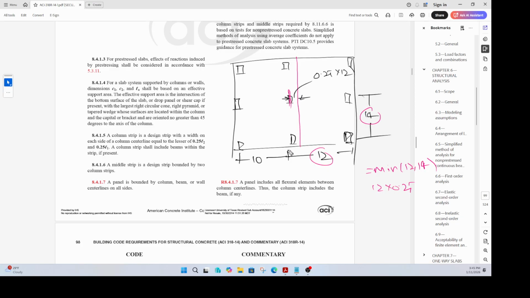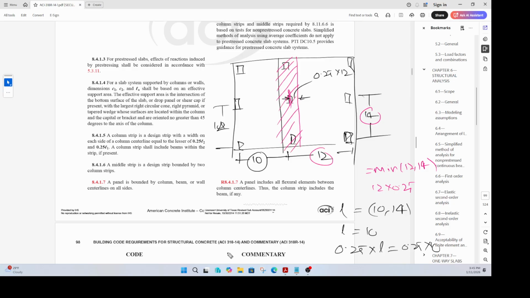Now you come to the other side, where you have to look at the dimensions 10 and 14. The minimum value between 10 and 14 is your L, so L is equal to 10. The dimension of the column strip is 0.25 times that L, which is 0.25 times 10. So that is the other boundary. So the column strip is not symmetric, but it is defined like that. That's the important point.